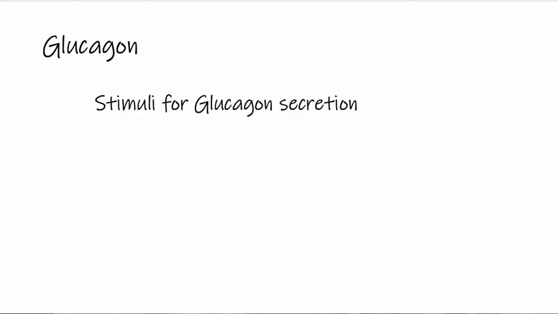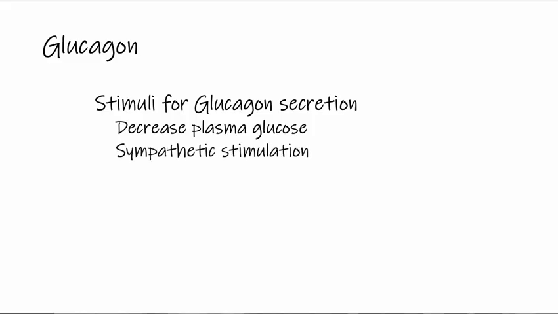Stimuli for glucagon secretion: a decrease in plasma glucose, sympathetic stimulation, increased plasma protein levels. And note that increased plasma protein levels is both a stimulus for glucagon and insulin.